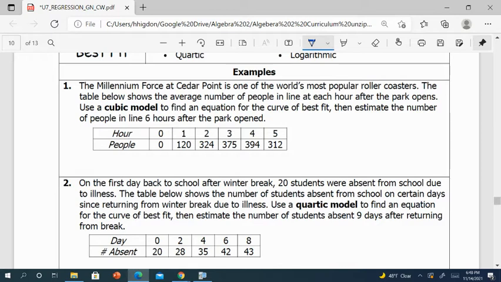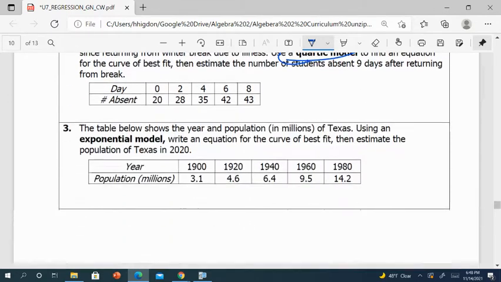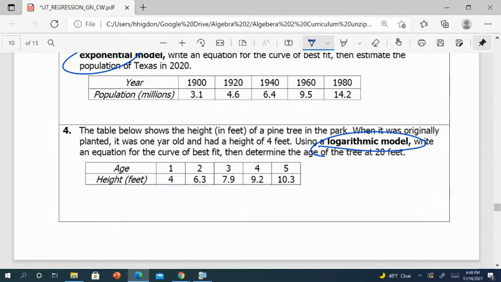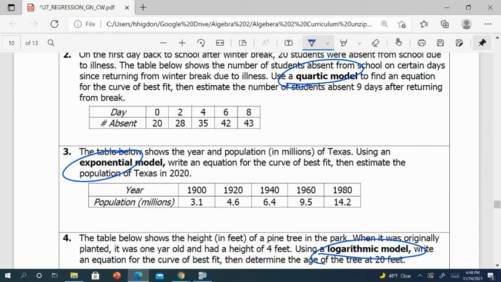So the steps for this are exactly like the steps that you've learned about in lesson number 1 and in lesson number 2. But in example 1, it asks you to find a cubic model. Number 2 says quartic. Number 3 says exponential. Number 4 says logarithmic. So I want to show you where you would find this on the graphing calculator.